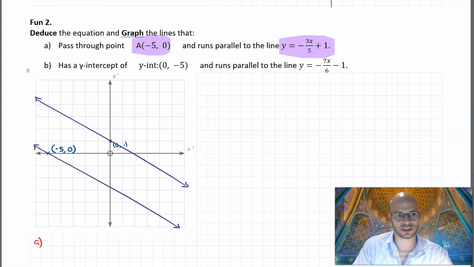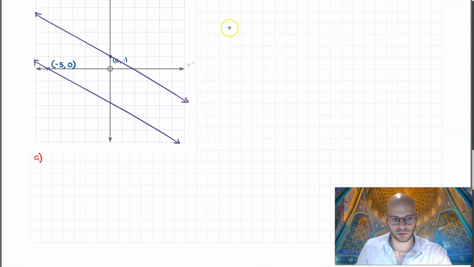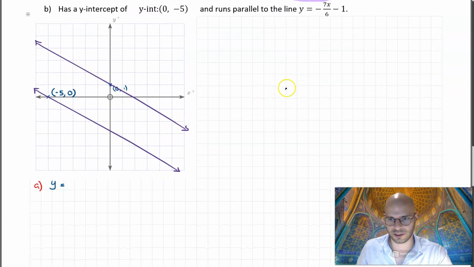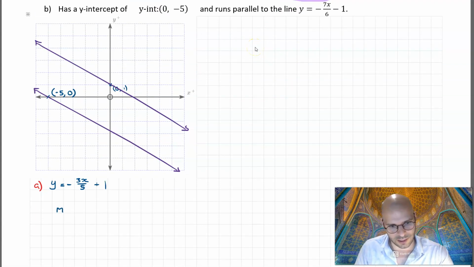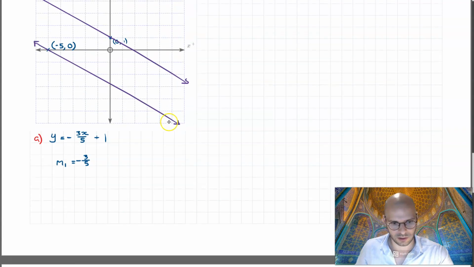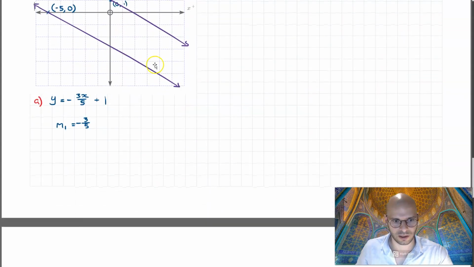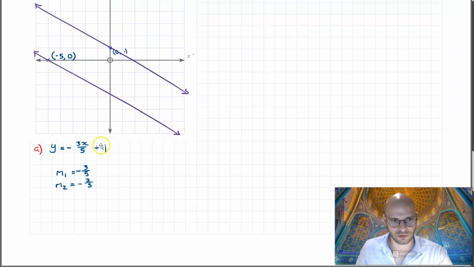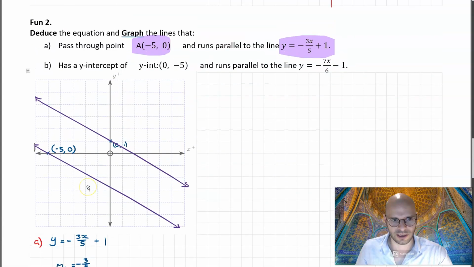Now we can start doing the algebraic solution here. So what we know is that line 1 is defined as y = -3x/5 + 1, which infers that it's got a gradient of m1 equals negative 3 over 5. Now because these two lines are parallel, that infers that m2 is also going to have a gradient of m equals negative 3 over 5. So that's our gradient done.